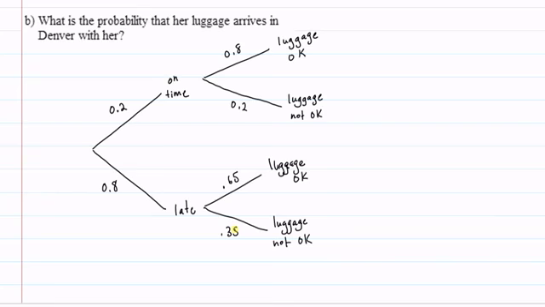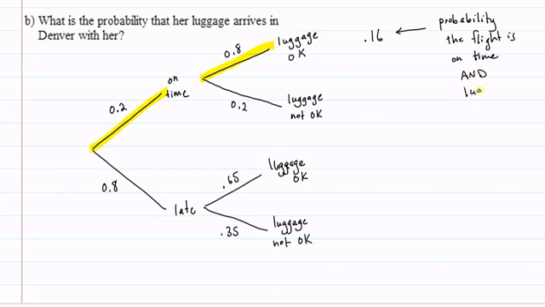Once you've drawn your tree, you multiply along each branch to get the probability of the entire branch. So for instance, when I go along this top branch, 0.2 times 0.8, well, that's exactly what I do. I multiply 0.2 times 0.8, and that gives me 0.16. What this is is the probability the flight is on time and the luggage arrived.